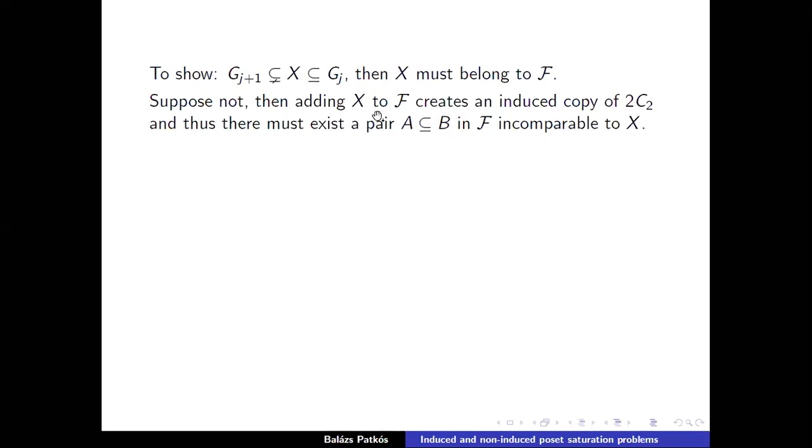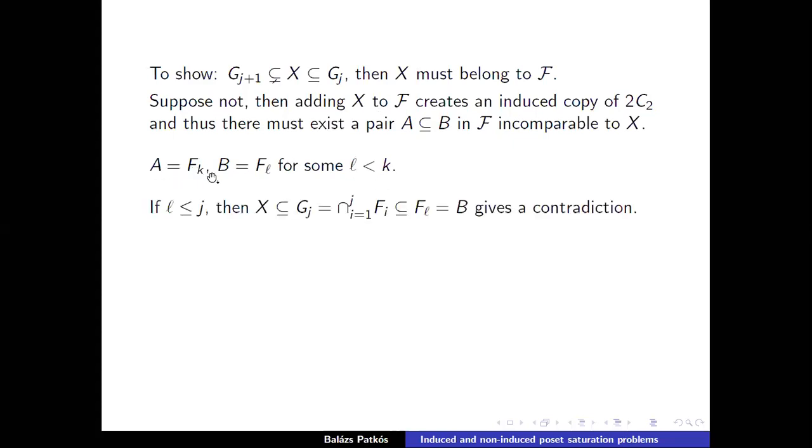That means the other pair is incomparable to X. The other pair, A and B, should come from the family F. So they are some F sub k and some F sub l, and because A is a subset of B, B is listed first, so its index is smaller than the index of A. Now we have two cases, and this time I will show you both cases because they fit on this slide.